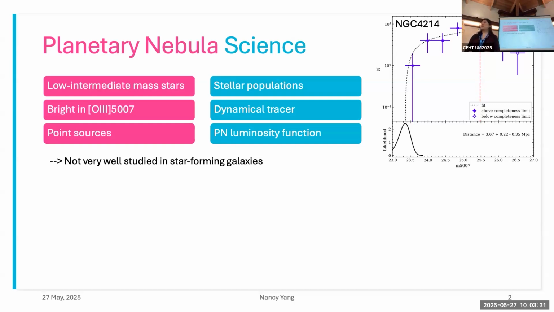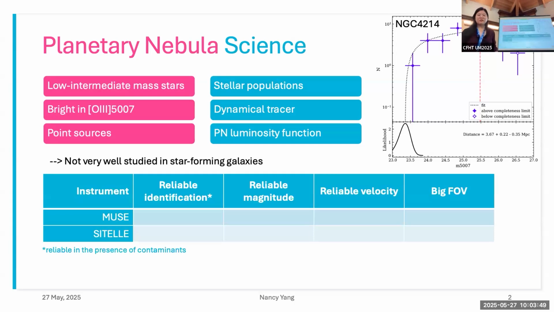But for star-forming galaxies, things get more complicated because there are so many contaminants, emission lines. That means only recently with IFUs have we been able to start looking at these galaxies, but we don't have a very big catalog of them yet. So recently, MUSE has been working a lot on PN research, and they're very good at everything except for their field of view, right? And that's where SITELLE then comes in.